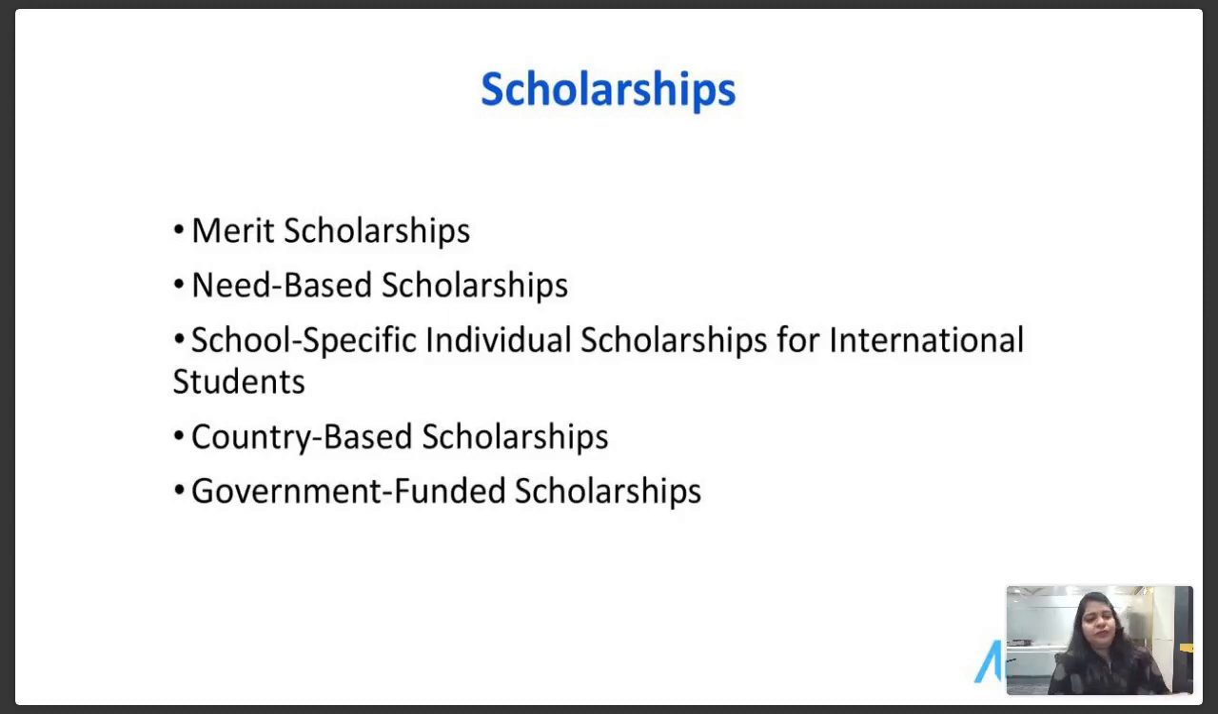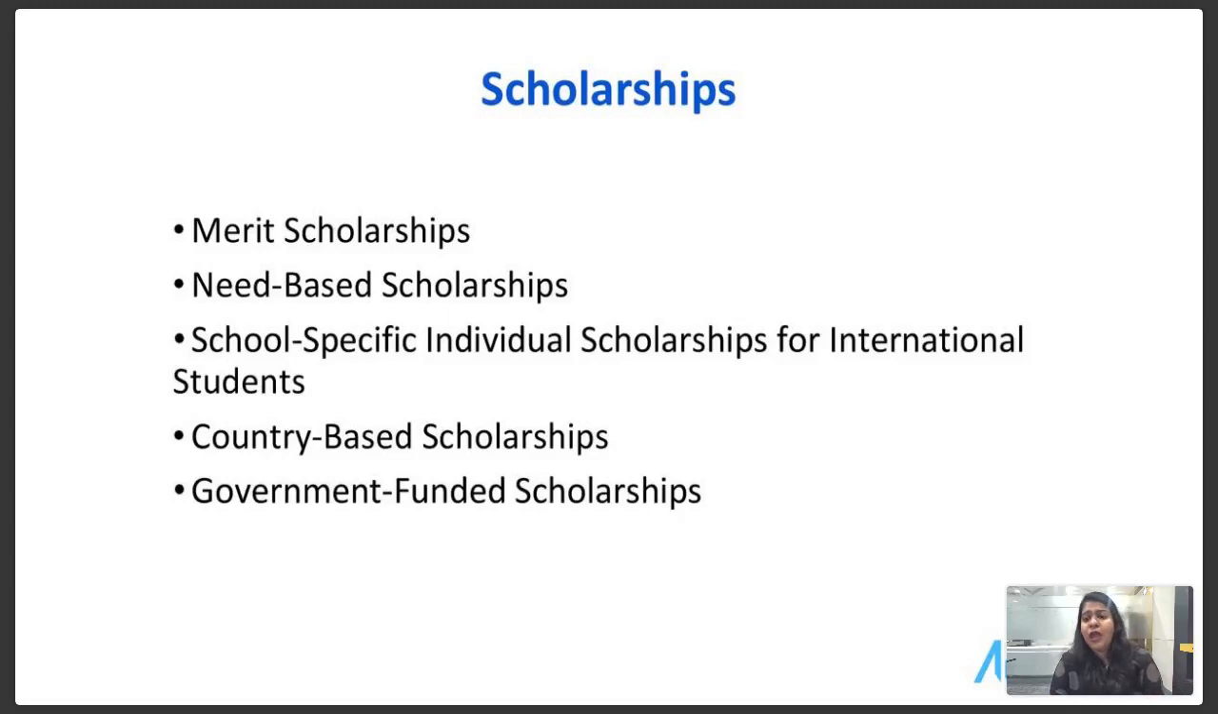Country based, again, some universities have divided their scholarship funds into different parts. Say 5% of the funds is given to Indian students, 20% is given to students from an overall Asian country group. So this is a country based scholarship, but again, this is a merit scholarship.